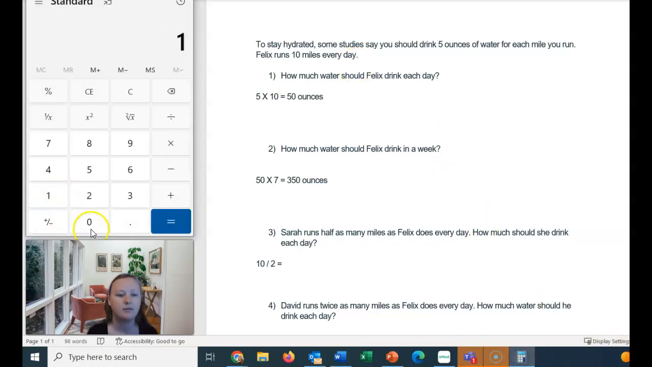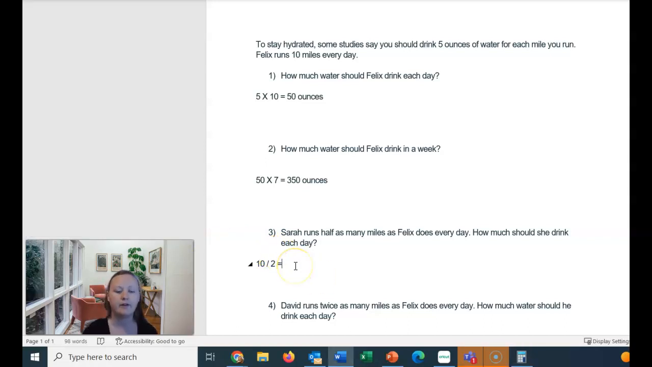So I'm going to do 10 miles. Here's our divide sign, 2, and this will give me half. So half of 10 is 5. So Sarah runs 5 miles. But the question is not how many miles does she run. The question says, how much should she drink each day?